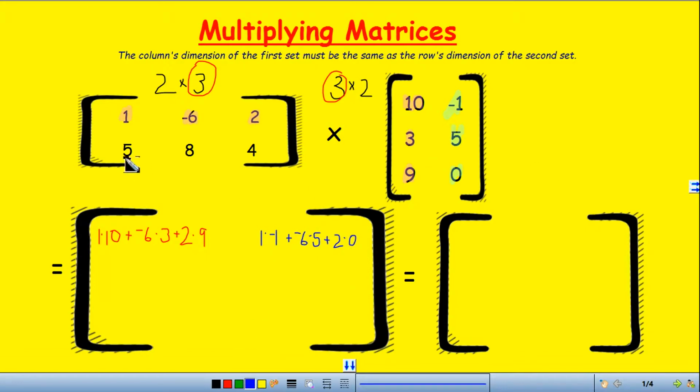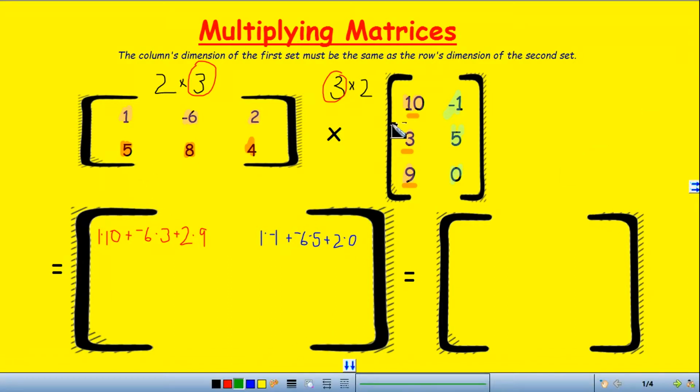Now let's go to the second row. Now the second row, I'm going to do the exact same thing as I did to my first row. I'm going to take this row and I'm going to multiply it times my first column here. And once I finish, I'll do the exact same thing to the next one. So let's go ahead and do that.